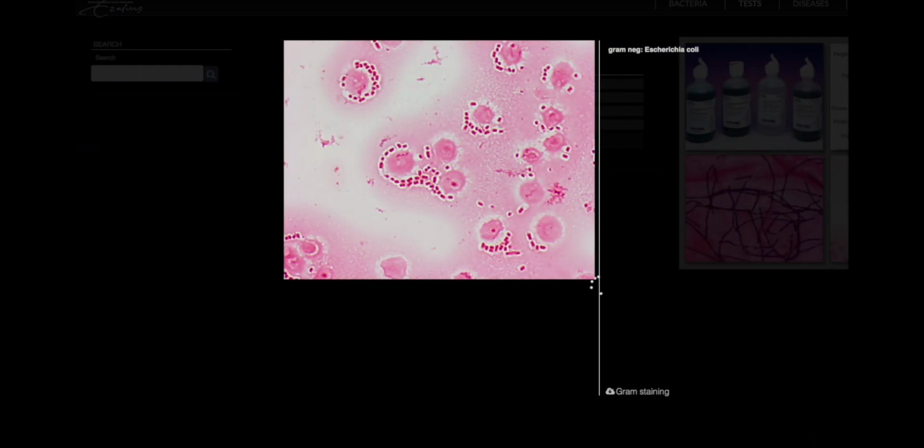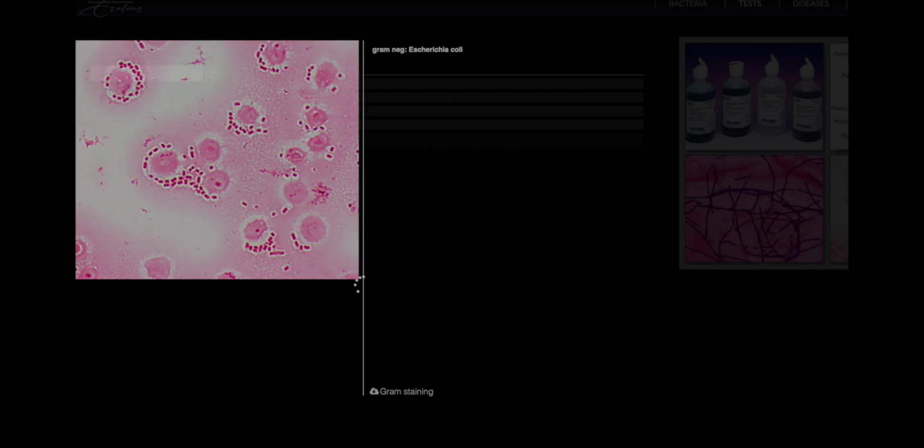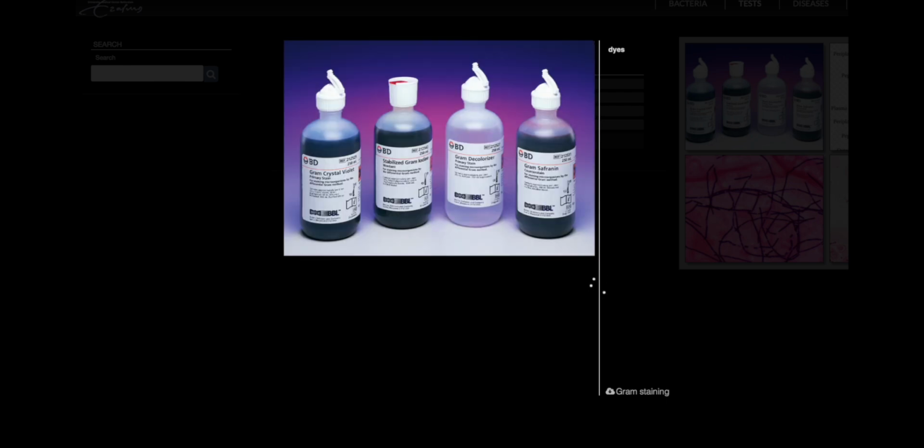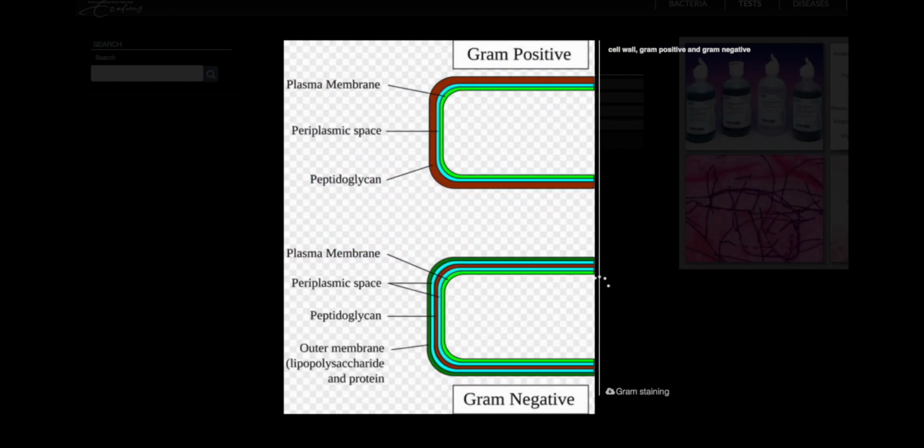The addition of iodide, which binds to crystal violet and traps it in the cell. Rapid decolorization with alcohol, and counterstaining with carbol fuchsin. After decolorization, the gram-positive cell remains purple and the gram-negative cell loses its purple color. Counterstain, which is usually positively charged basic fuchsin, is applied last to give decolorized gram-negative bacteria a pink or red color.